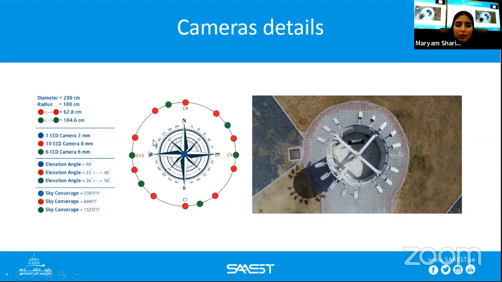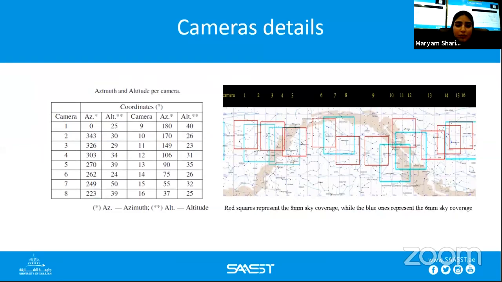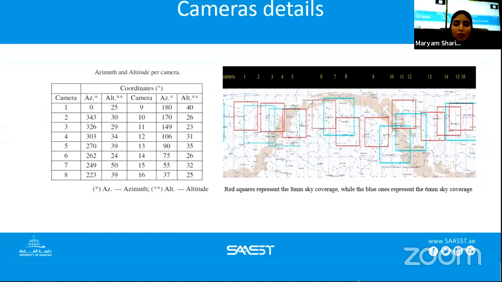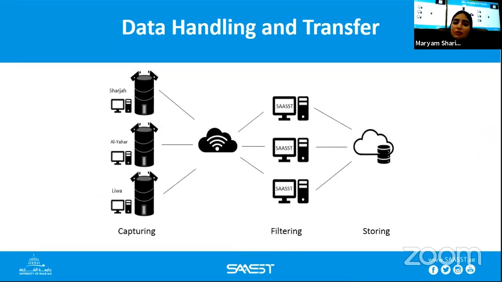This specific camera distribution is to cover almost the full sky and have better sky coverage. More camera details: for each camera we set a specific altitude and azimuth for each tower, and on the right you can see the sky coverage per camera. The red squares represent the 8mm, while the blue ones are for the 6mm cameras. That's for the camera part.